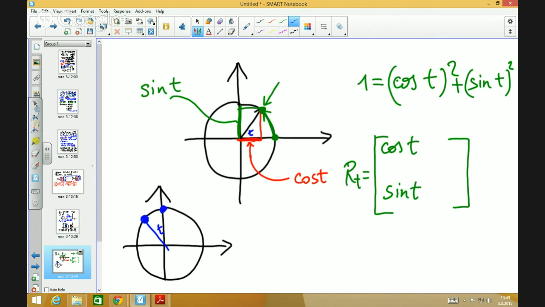Now, what are the coordinates of this point? We need to do the projections. So now, this thing here is minus the sine of t, whereas this thing here is the cosine of t. You simply look at this picture that we had here, and you just rotate it. So that's the reason why the second column looks like this.